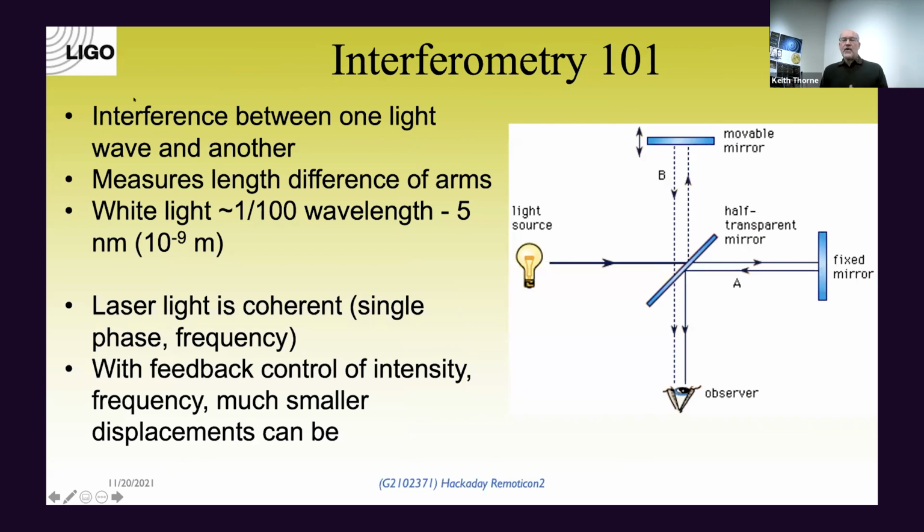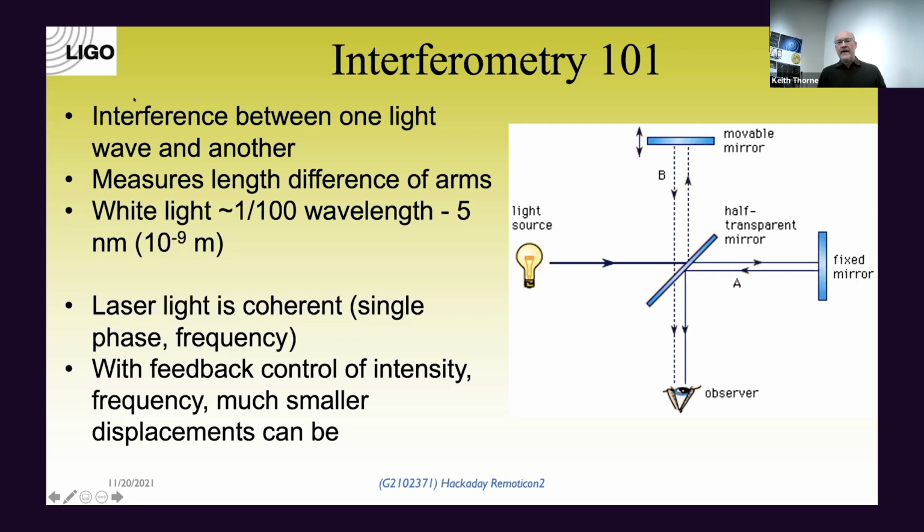So here's Interferometry 101. And you even do that when you use laser rangefinders. It's the interference between one light wave and another. You send the light wave out, you split it in two pieces, it comes back together, and it's the interference between them. And so if you change the arm length of one, the light no longer perfectly cancels. There's imprecise cancellation of the waves. Now, if you're using white light, you can do about 100th of a wavelength, or about 5 nanometers, 10 to the minus 9 meters.